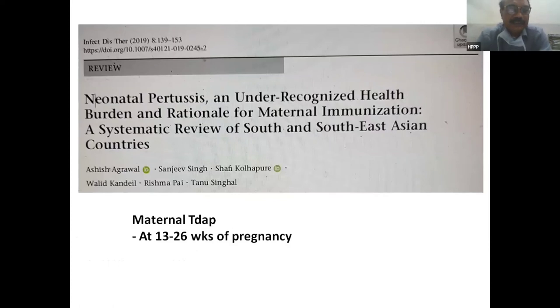Neonatal pertussis is an under-recognized health burden, and there is a rationale for maternal immunization. You must be aware that nowadays there is a recommendation from obstetric groups and even from IAP that mothers should receive Tdap containing pertussis vaccine around 26 weeks of pregnancy to protect the newborn from pertussis. Because there is formation of antibodies, IgG may be transferred to the babies, and even IgA protective antibodies may be secreted in the milk that is protective for the newborn against pertussis. So these are recommendations by Indian authorities even.